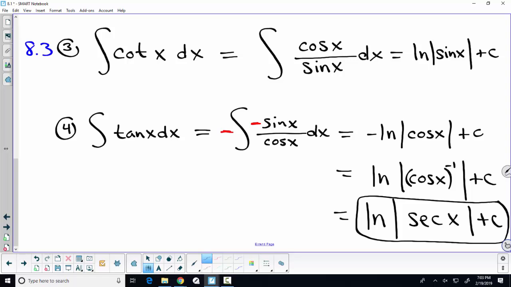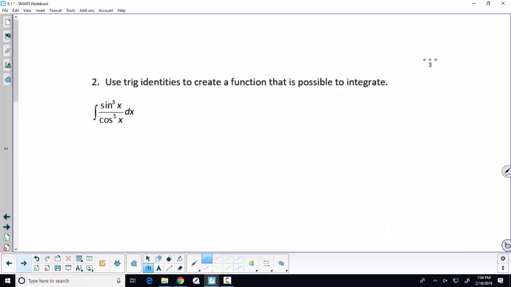Do y'all have any questions on this? Where did that negative sign go? Negative ln absolute cosine x, and then the next. So remember, properties of logarithms, the negative 1 is up here now as a power. So that's the reciprocal of cosine. Any other questions? Okay. So it was a detour, but I think it was worth it.